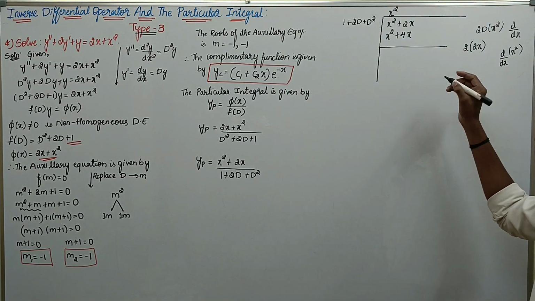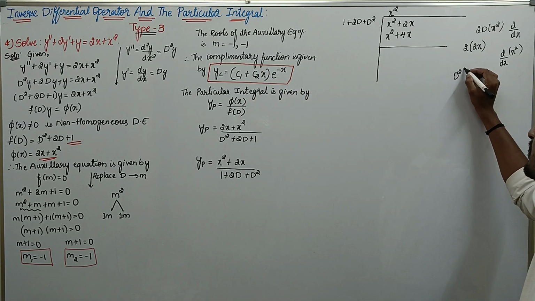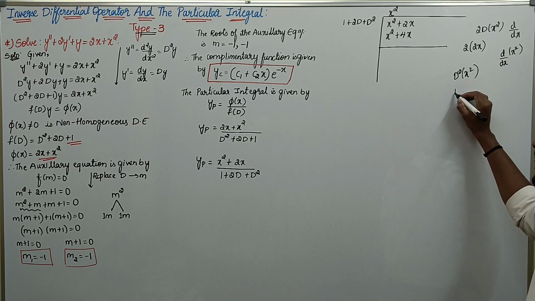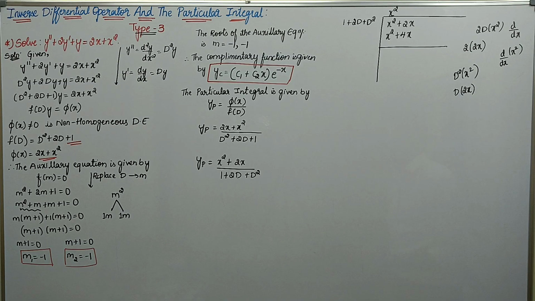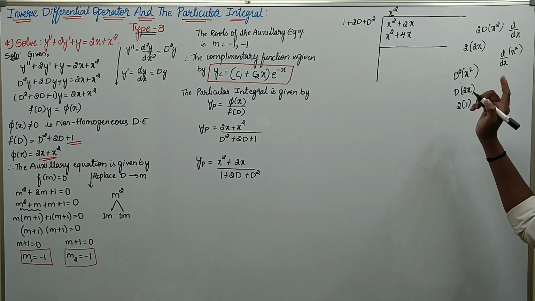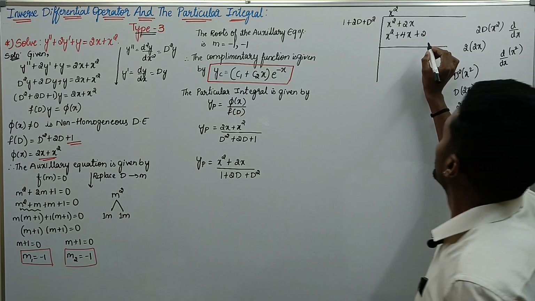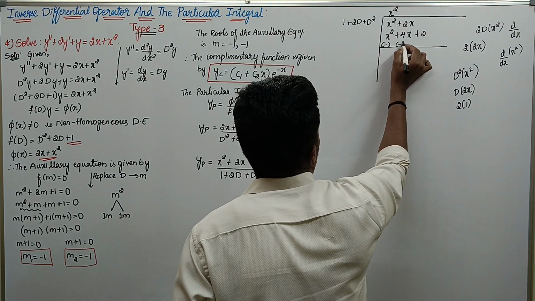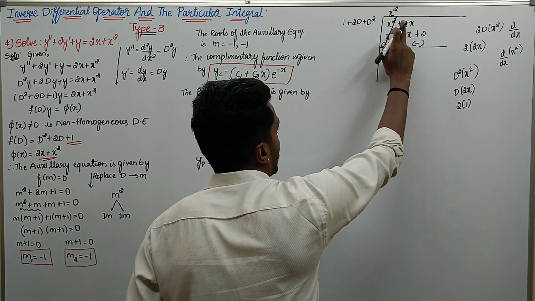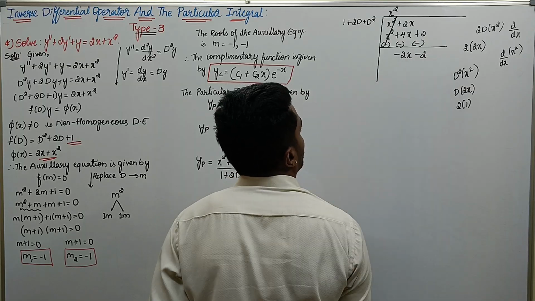Then now D square. D square represents d square y by dx square. In place of y I have x square. I need to differentiate x square twice. If I differentiate once, I get 2x. If I differentiate again, I get 2 into 1. 2 is constant. Differentiation of x with respect to x is 1. You get plus 2. Okay. Now change the sign. Minus, minus, minus. x square gets cancelled. Minus 4x plus 2x, you get minus 2x minus 2. Got the point?